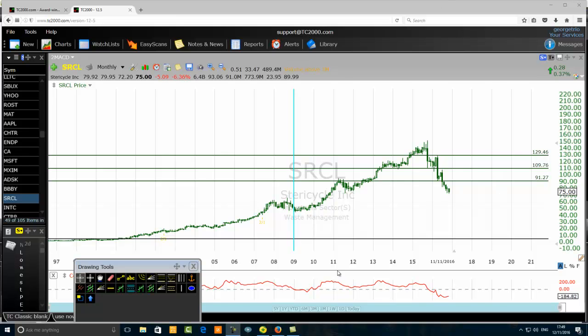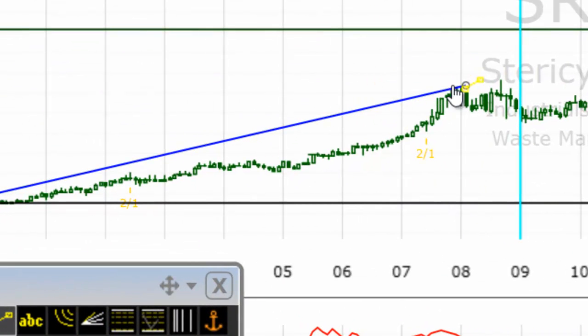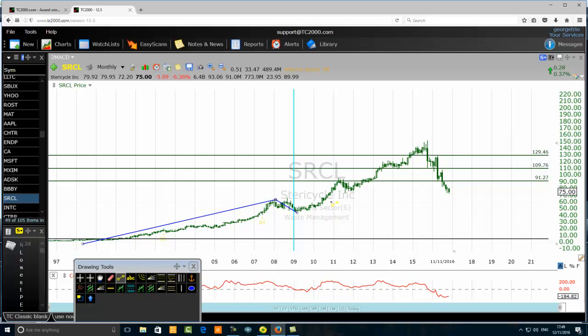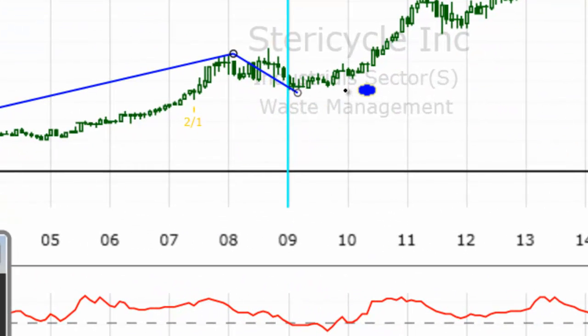So using the reference point of 2009, as you can see here, the S&P 500 has started a bullish trend. At the same time, Sterry Cycle Incorporation has also started a bullish trend. Before that, we have this bullish progression followed by a very shallow, very tiny correction. This is a very bullish stock. So a bullish trend followed by a very shallow correction, and then we see a new trend starting at this point in time, at the same time when the S&P 500 is also starting a bullish trend in 2009.